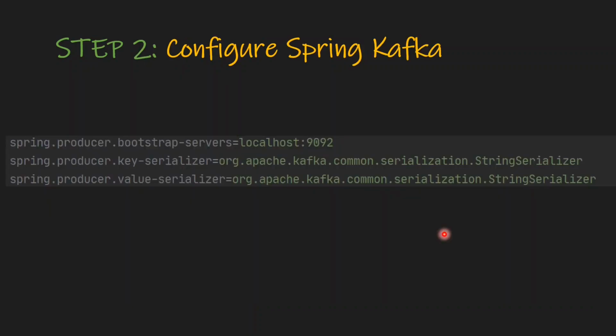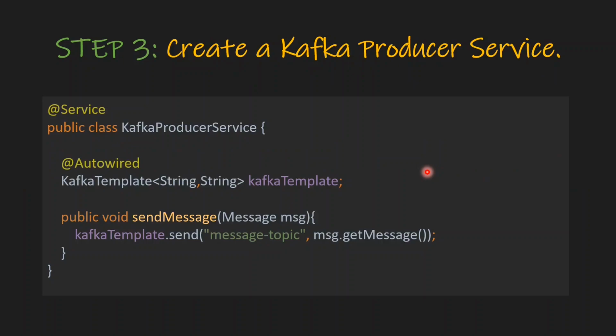In step 2, we are going to configure this Spring Boot project. We are going to provide 3 properties which will point to our locally set up Kafka cluster, as well as provide a serialization mechanism to our Spring Boot application. In step 3, we are going to create a Kafka producer service. As we discussed earlier, this project gives us a bean of type KafkaTemplate, and we are going to use it to send a message to a particular topic.